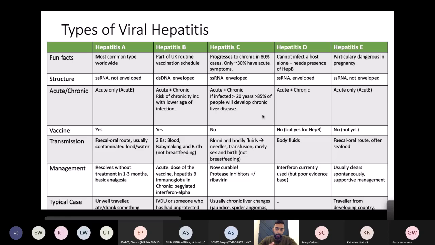Leaving now hepatitis C. The most common route for hepatitis C is parenteral transmission. So that's needle sticks, blood transfusion, those kind of things. It's very rarely through sex or childbirth.